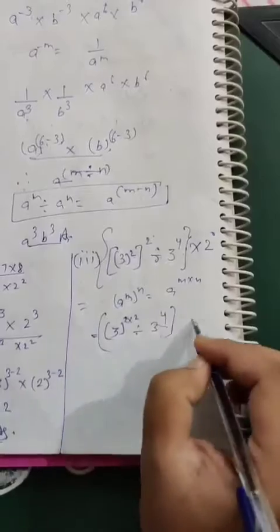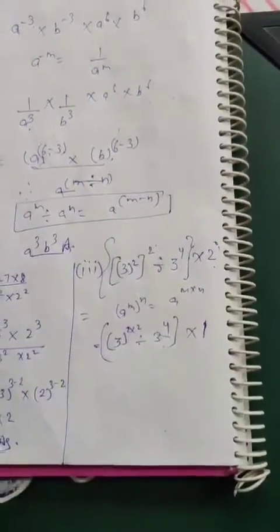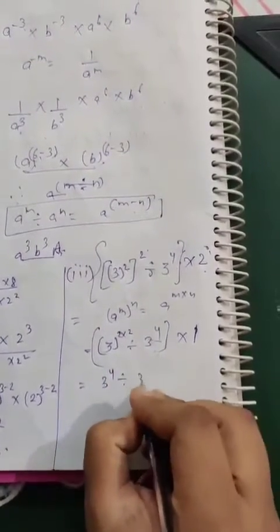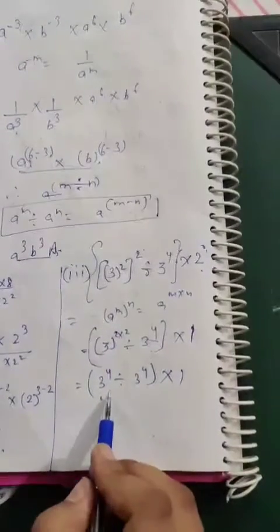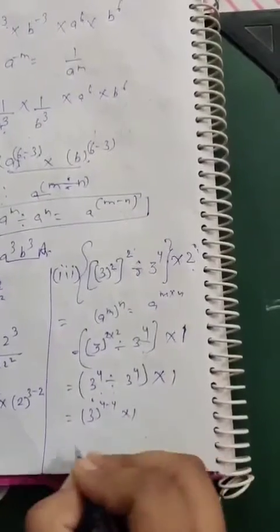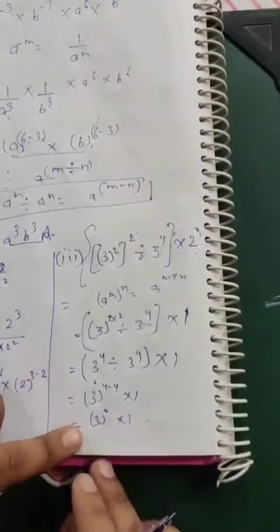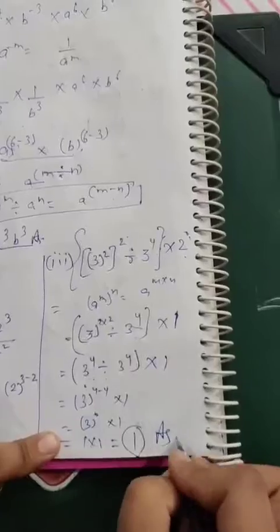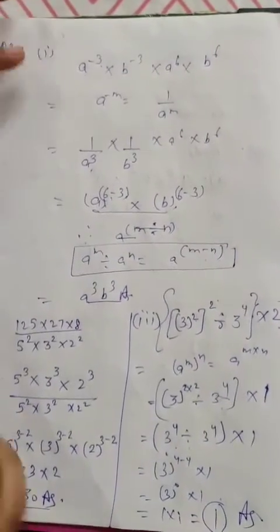Multiply 2 raised to the power 0. Anything raised to the power 0 comes out to be 1. So 2 raised to the power 0 is 1. Now 3 raised to the power 4 divided by 3 raised to the power 4 multiply 1 means 3 raised to the power 4 minus 4 multiply 1. 3 raised to the power 0 multiply 1. Anything raised to the power 0 is 1. So 1 multiply 1, that is 1, is the answer.